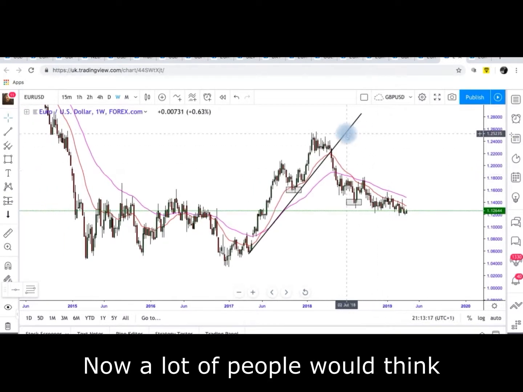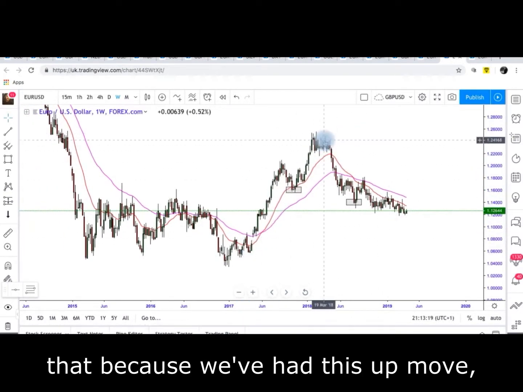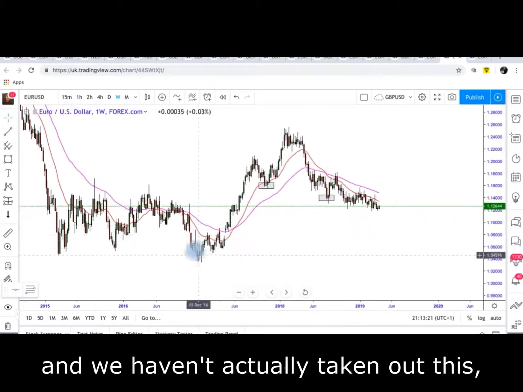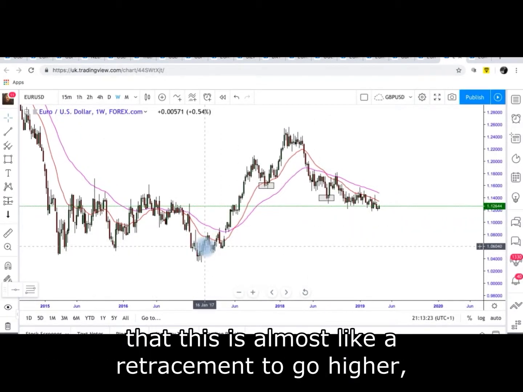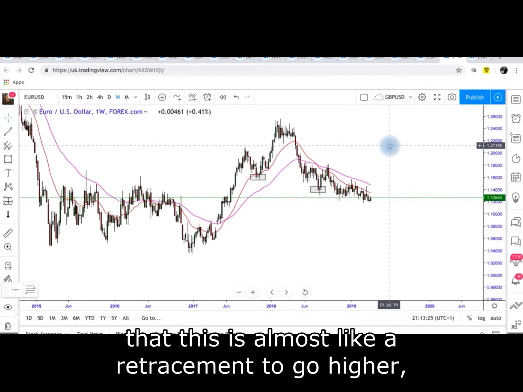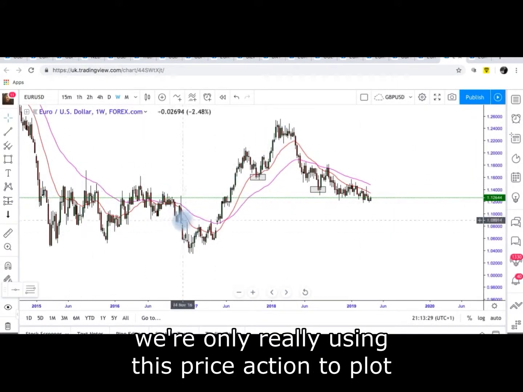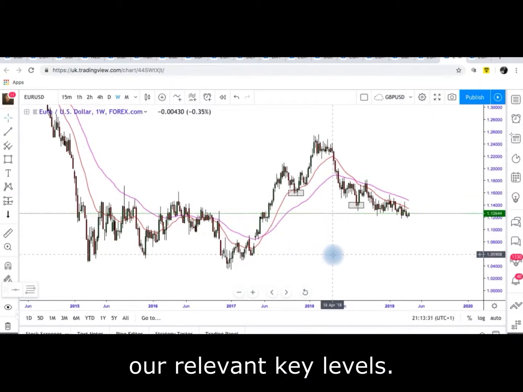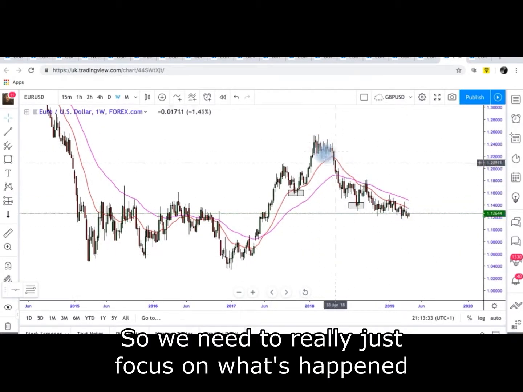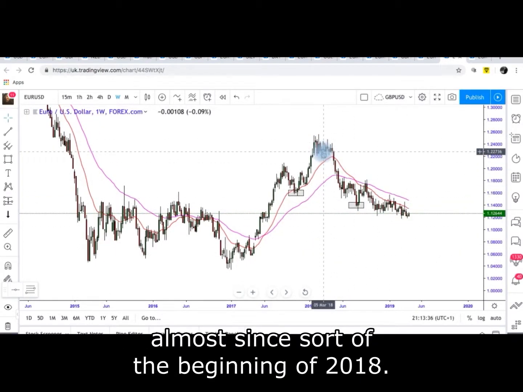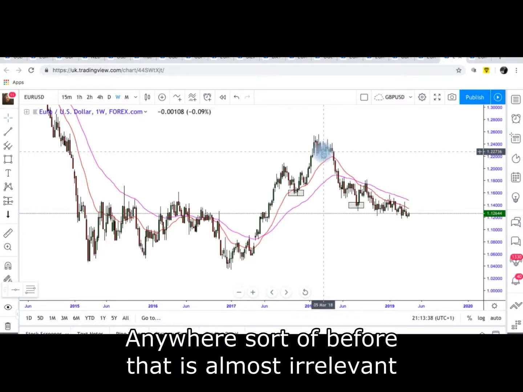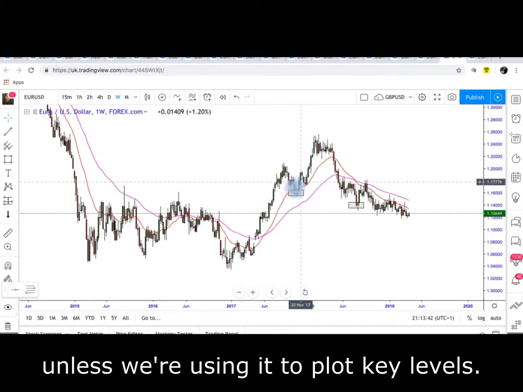Now a lot of people would think that because we've had this up move and we haven't actually taken out this, this is almost like a retracement to go higher. But we can't focus too far back. We're only really using this price action to plot our relevant key levels. So we need to really just focus on what's happened since the beginning of 2018. Anywhere before that is almost irrelevant unless we're using it to plot key levels.